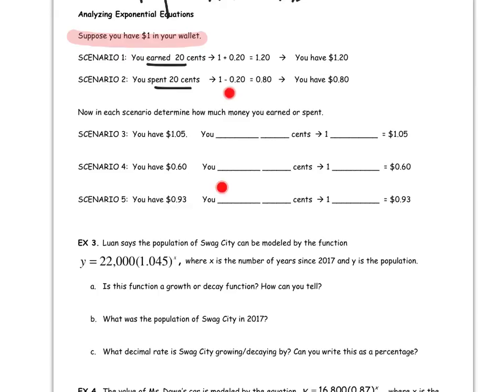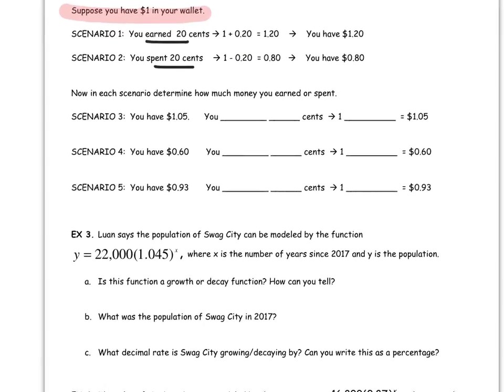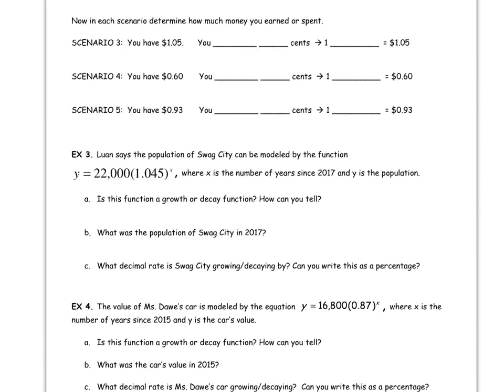The first one says you have $1.05. So remember, you started at $1. So if you started at $1 and now you have $1.05, you have more than what you started with. That means that you earned 5 cents. And to figure out how to get 1.05, we would do 1 plus, we have to write 5 cents as a decimal, 0.05, and we get $1.05.